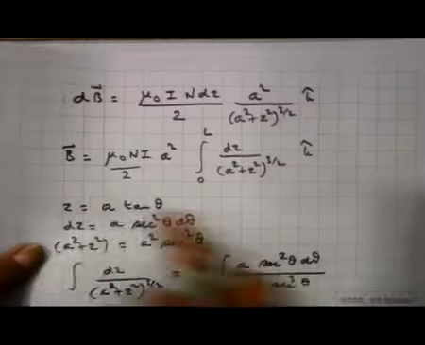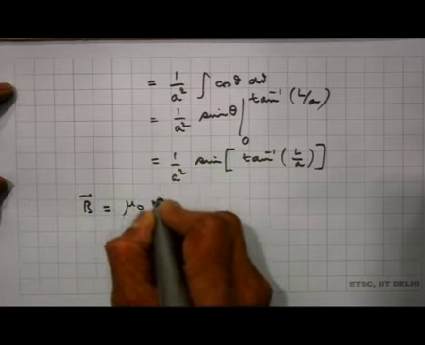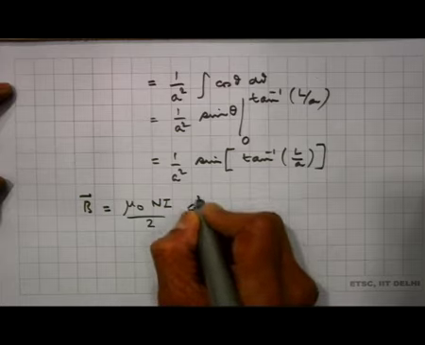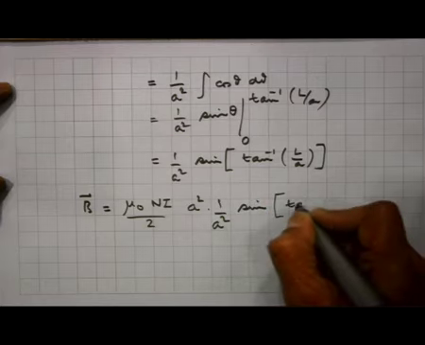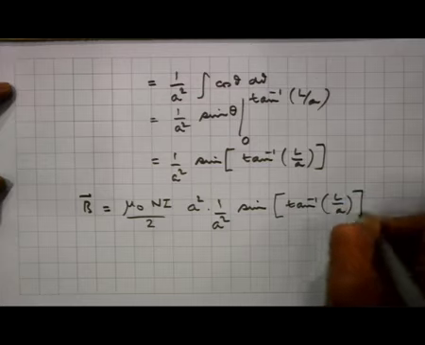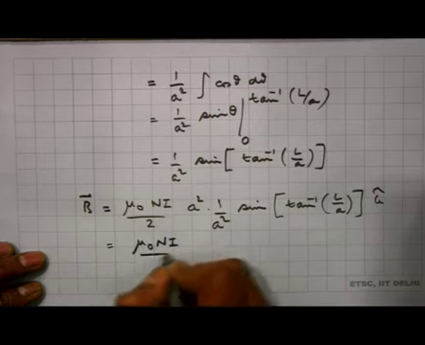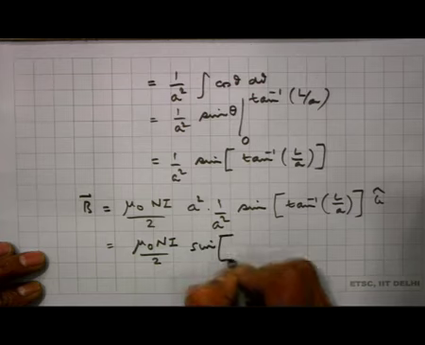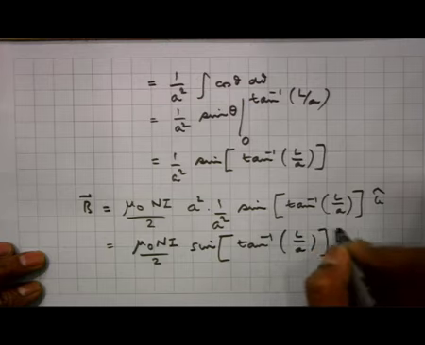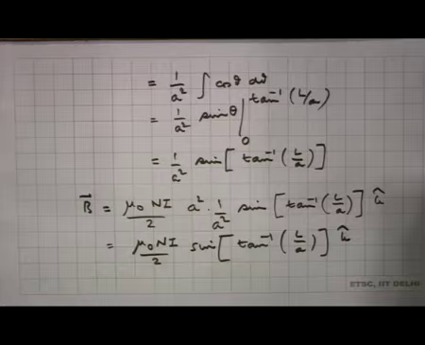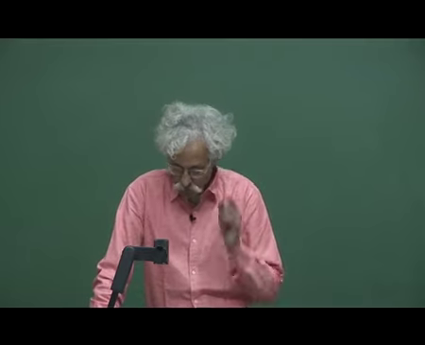So, I can substitute this value of the integral in this equation and get the magnetic field B as mu naught n I by 2 A square into 1 by A square sine of tan inverse L by A, which is equal to k cap mu naught n I by 2 sine of tan inverse L by A. So, that is the magnetic field at the edge of the solenoid on the axis, which we have precisely obtained from using the Biot-Savart law.